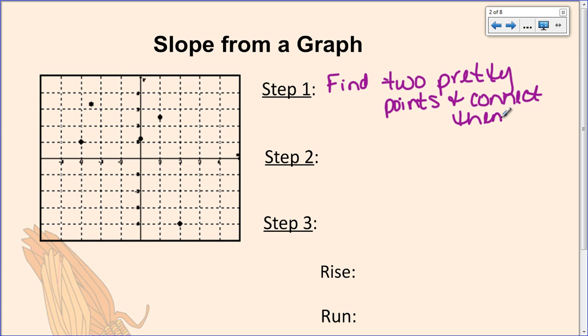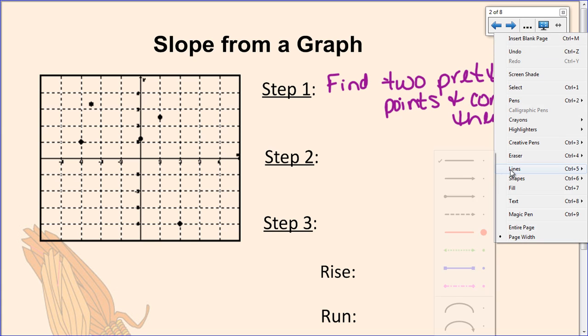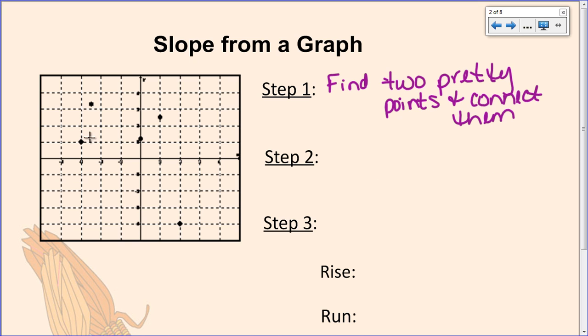If they are connected, fine. But we're going to connect them. So we're going to create a line and we're going to connect these 2 points with a line. So those 2 points are now connected.